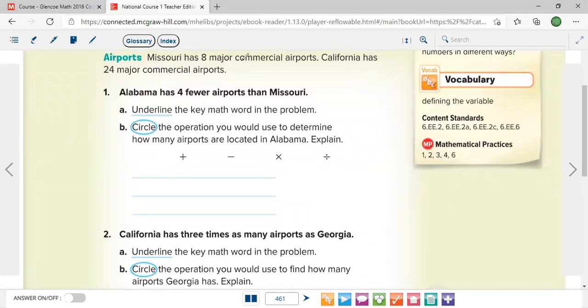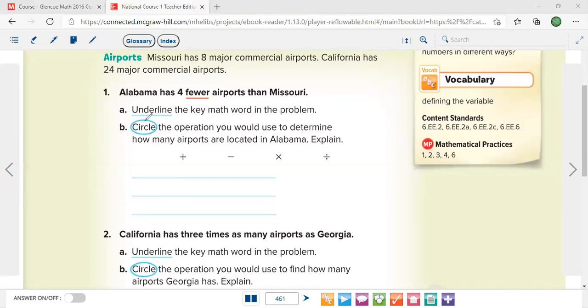Missouri has 8 major commercial airports. California has 24 major commercial airports. Problem number 1, Alabama has 4 fewer airports than Missouri. Underline the key math word in the problem. The key math word is fewer, of course, because this will tell you what to do.